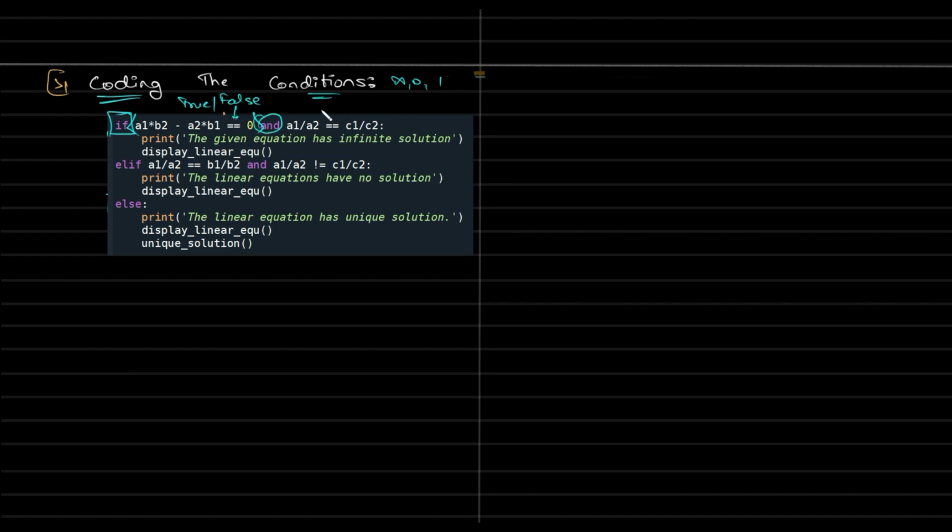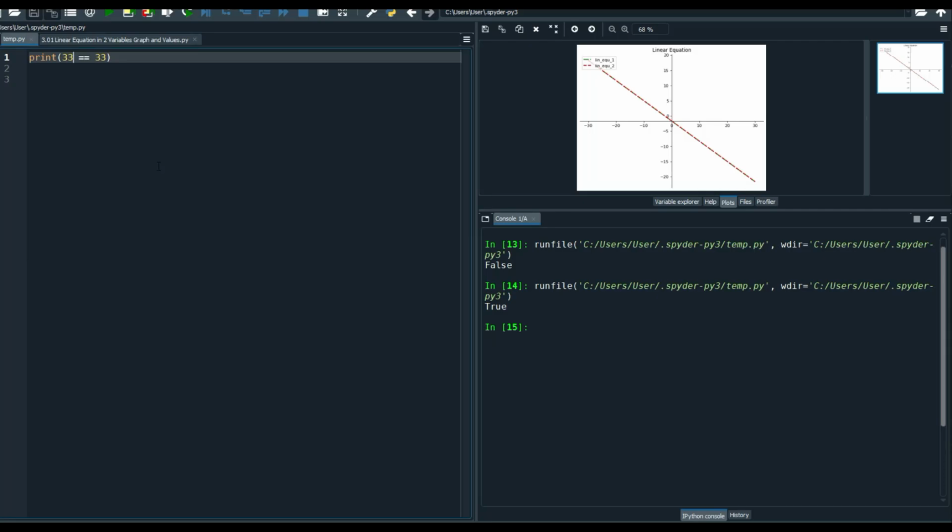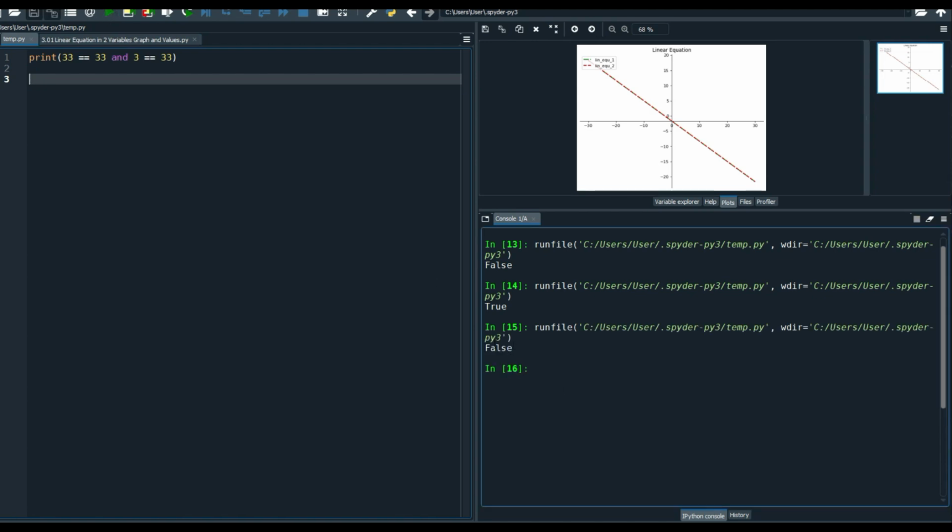And one more conditional statement which also gives you true or false. So what is the role of AND over here? AND links these two in a way wherein if I get true on both the sides, my outcome is true. If I get false on at least one of them, then my outcome is false. So let me show that. AND is 3 equal to 33? So one is true, another is false. So the final outcome is false.